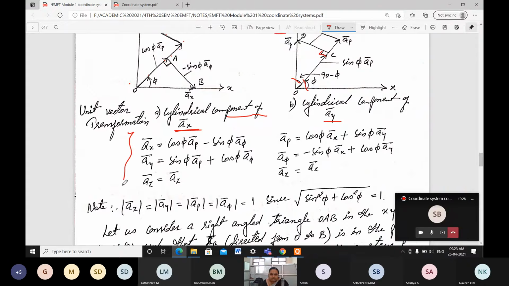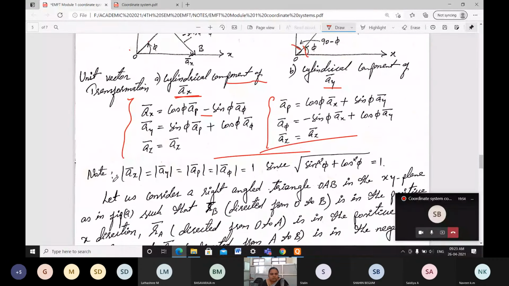This is in terms of your Cartesian. In terms of your cylindrical, a rho is going to be cos phi ax plus sin phi ay. Then a phi is going to be minus sin phi ax plus cos phi ay. Az is going to be equal to az only. This is the equation you will be getting in terms of our unit vectors.